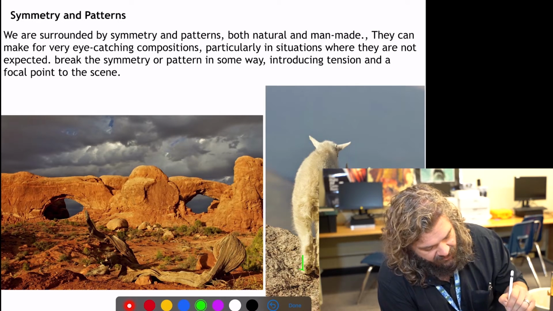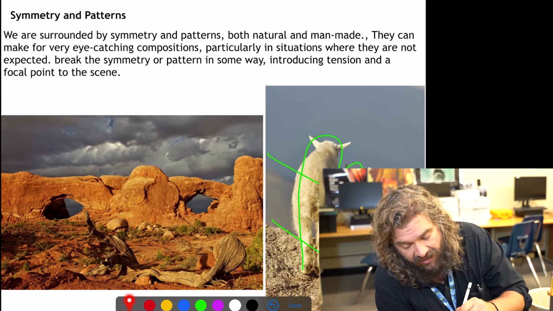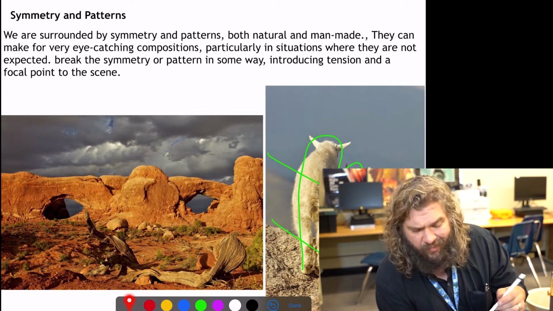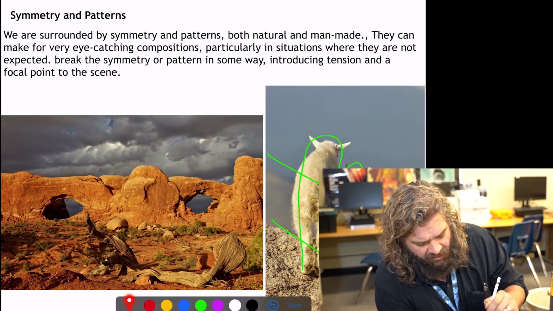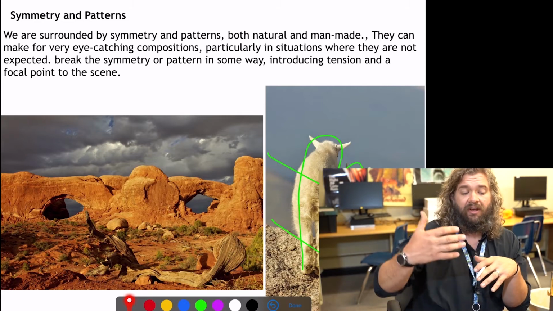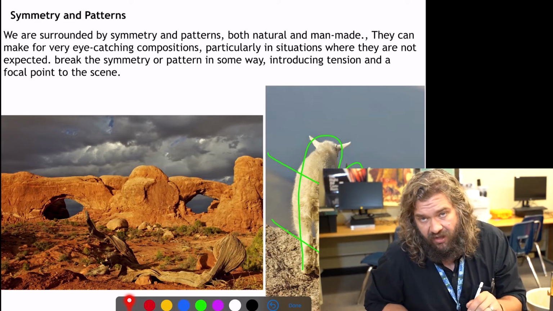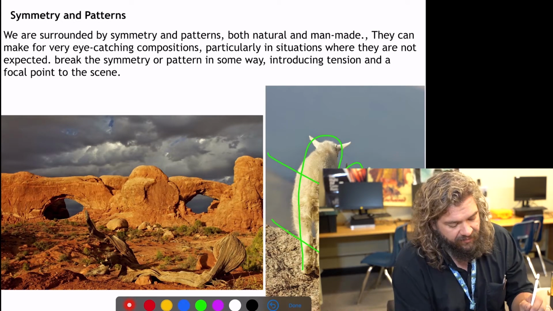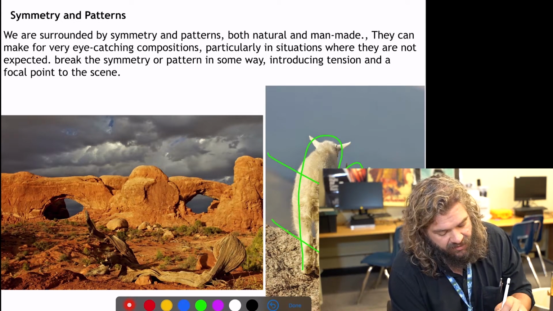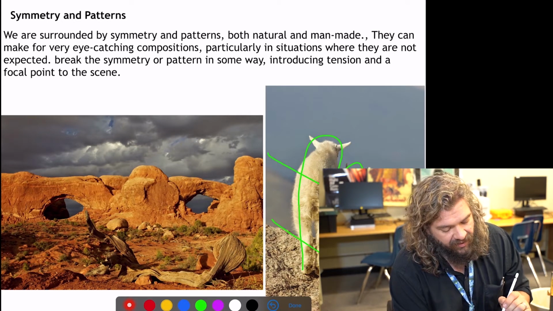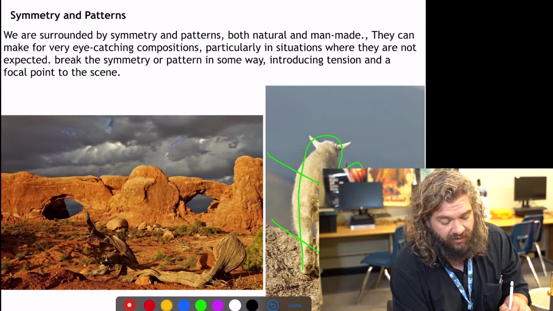So we have the sky, which is kind of a trapezoid, or sorry, rhombus. We have this area here and this area here of the environment that create a pattern, and then we have symmetry in the two goats. This one, obviously, we've got circles, divide that in half. Notice this isn't directly in the middle.